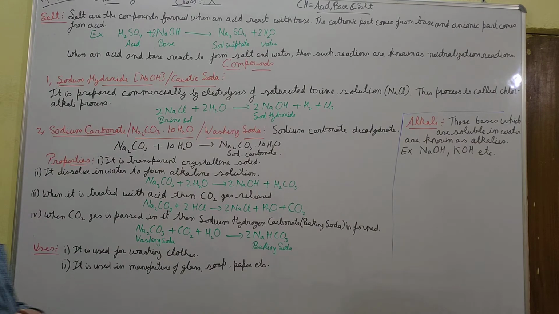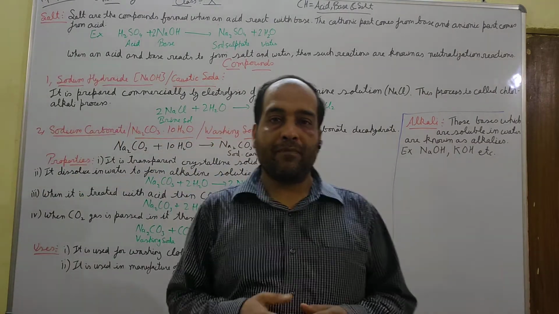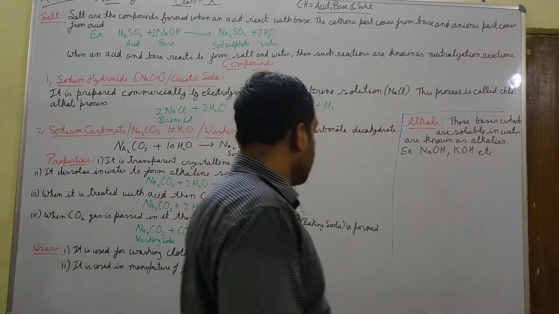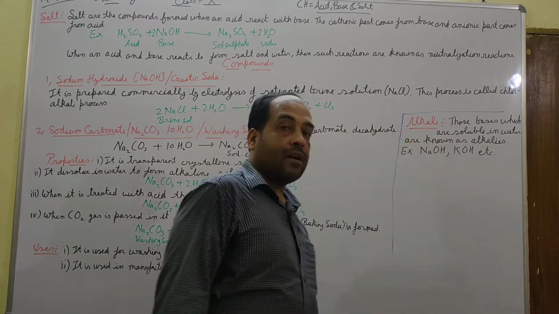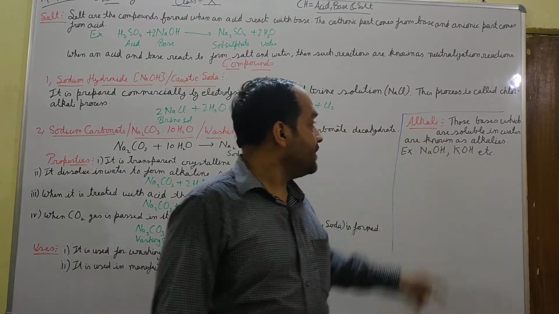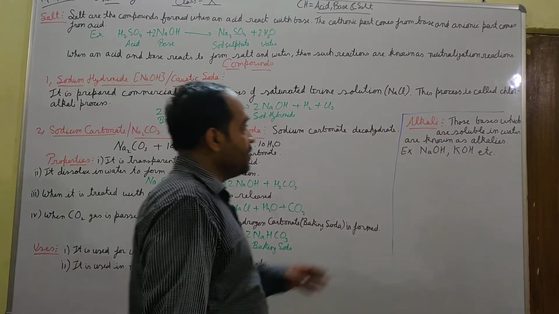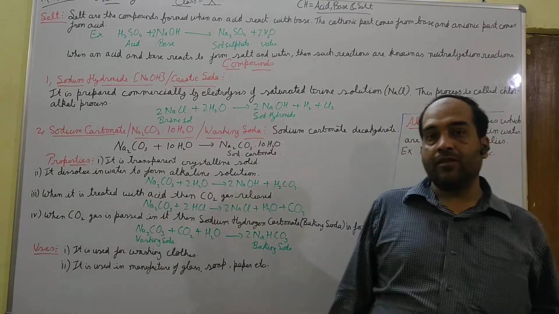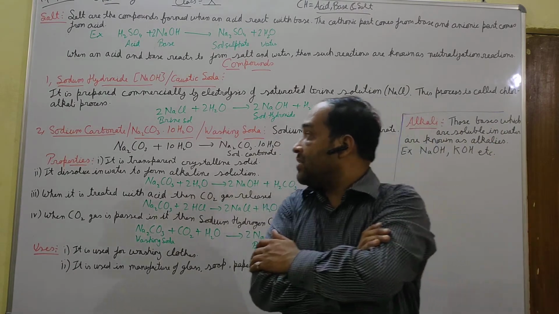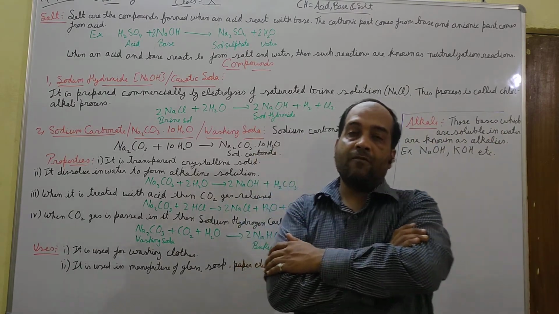So for a compound, three things are important: preparation, properties and uses. Now come to another important topic, that is alkali. The question arises: what are alkalis? Those bases which are soluble in water are known as alkalis. For example, NaOH and KOH. So I think that all of you must clearly understand these topics.